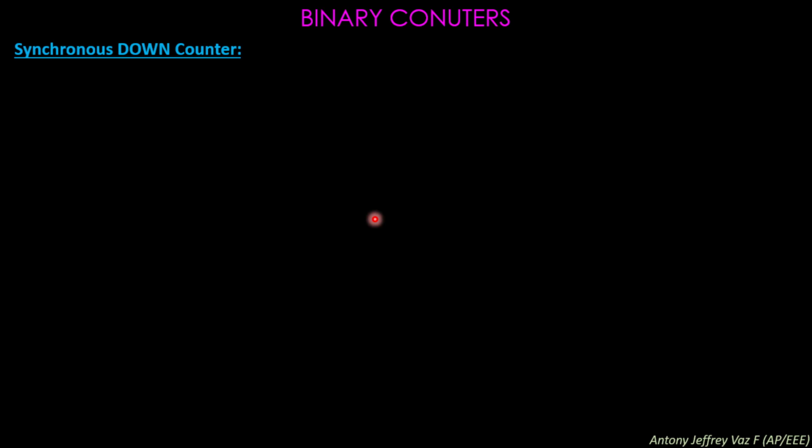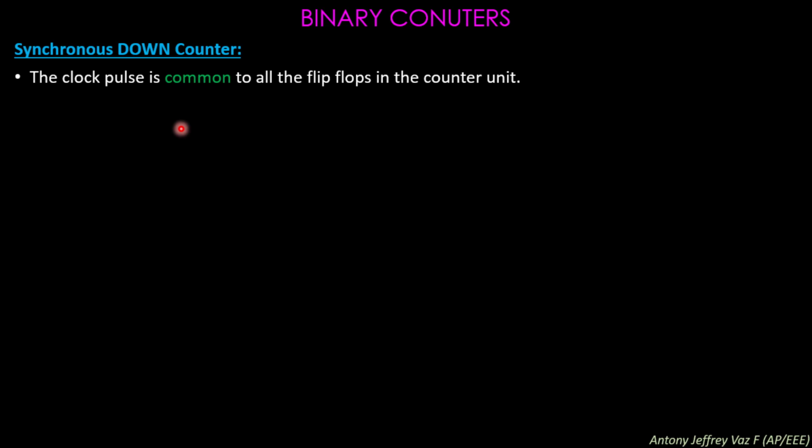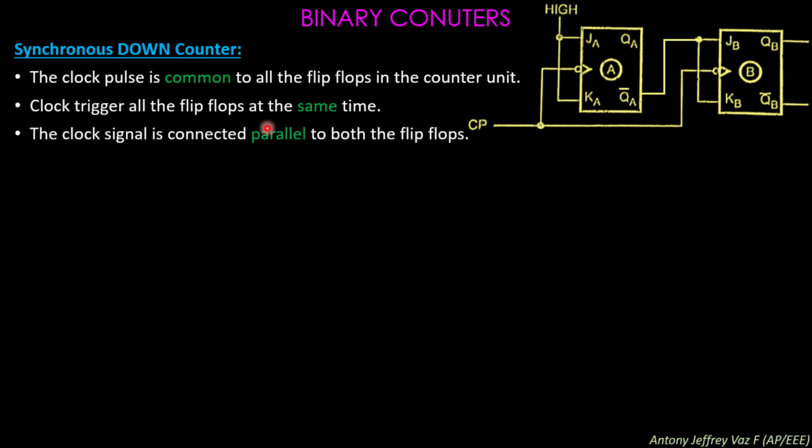Similarly, you can see the same thing for the synchronous down counter also. So here also the clock pulse is common, and the trigger of the clock pulse is the same all the time, and the clock signals are connected in parallel. So this causes the clock pulse to be synchronous. So the word synchronous is represented from the parallel clock pulse. So the next one is the down counter.